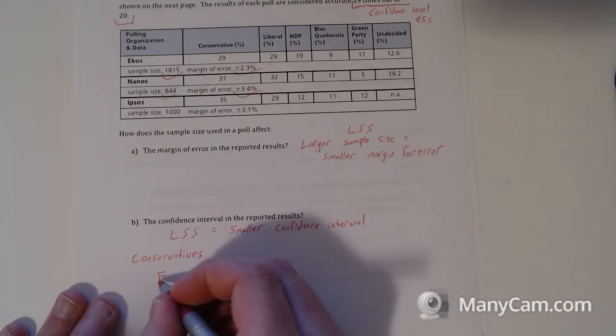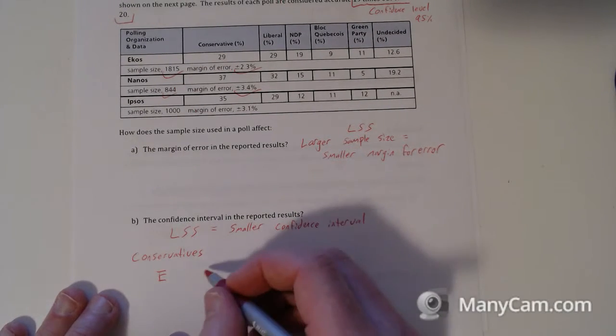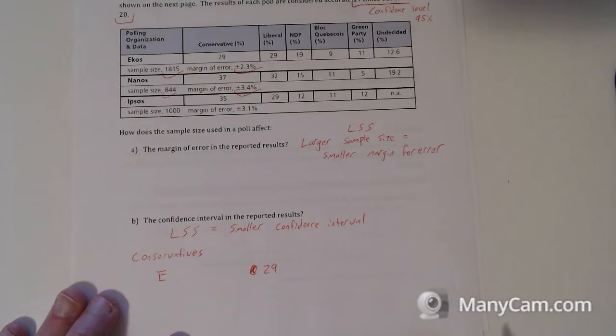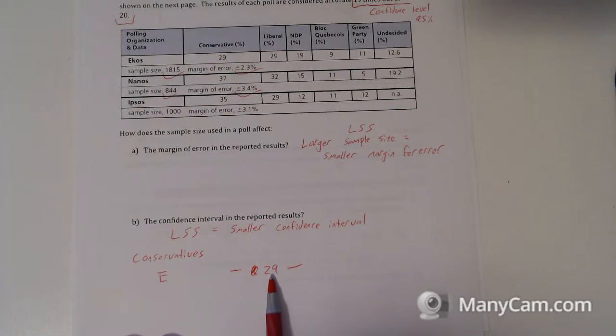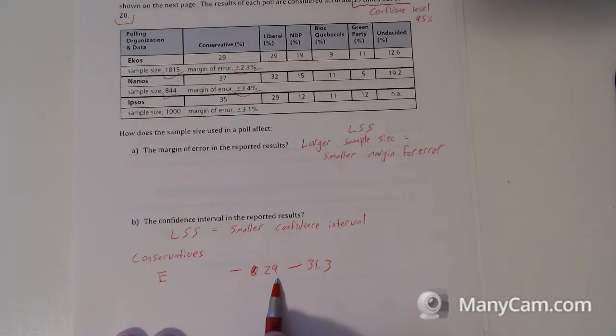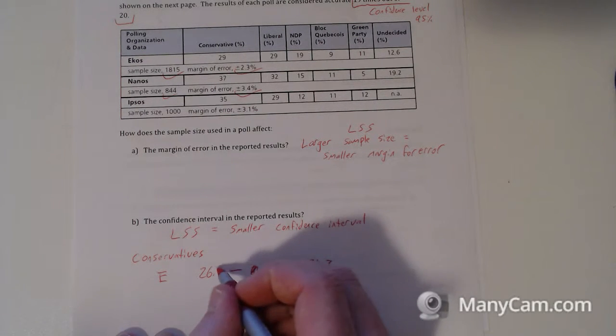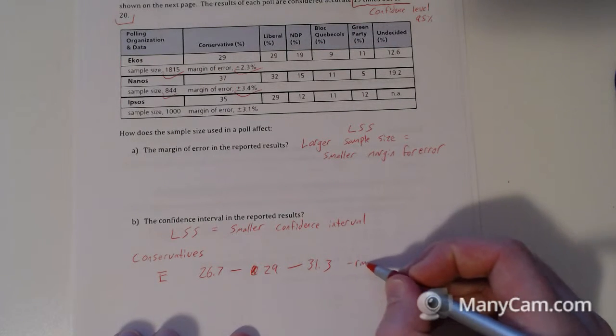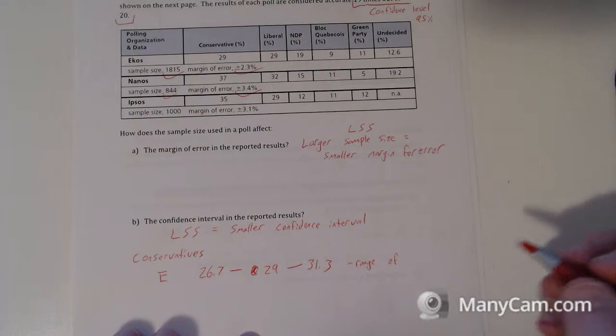So we have Ecos, and their interval is going to start at 29, sorry. So they start at 29 and they go 2.3 to either side. So their confidence interval is 2.3 either way. If I add 2.3, I get to 31.3. If I take away 2.3, I get to 26.7. And so the whole range is going to be double 2.3. So it's a range of 4.6.